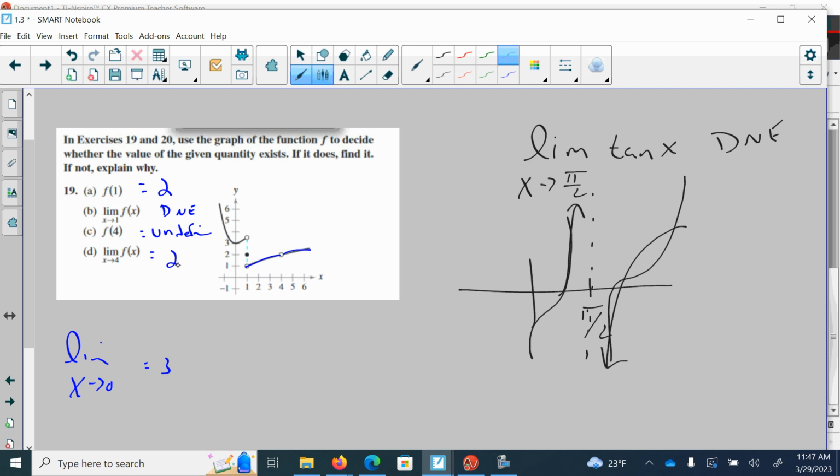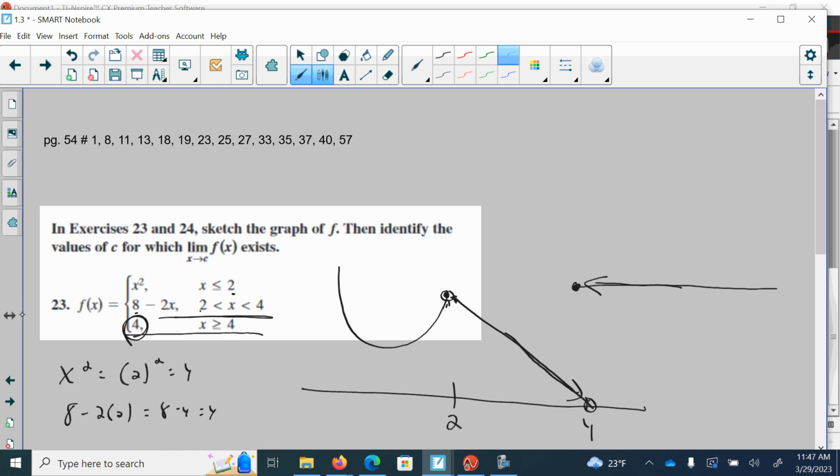I feel like you're making it a lot harder than it has to be. Yeah, I feel like I have to. Okay, so when you find the limit, go back to number 23. It's literally just plugging the number you're trying to find into the function. Okay.